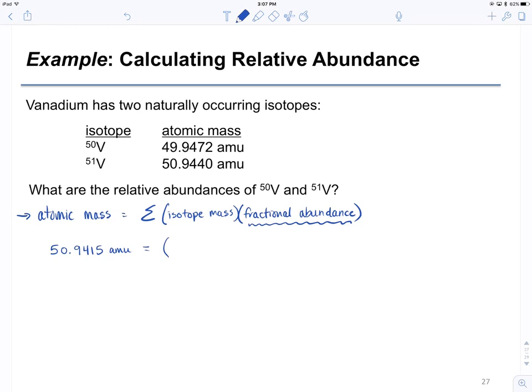So starting with vanadium 50, that weighs 49.9472 AMU. And we're going to multiply that by its fractional abundance, which we are asked to solve. Let's call that X. So I'm labeling vanadium 50 with an X. We're going to add that to the mass of vanadium 51, 50.9440 AMU, times its fractional abundance, which is unknown as well. And we'll call that Y.